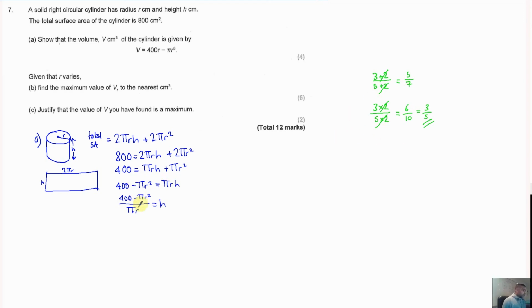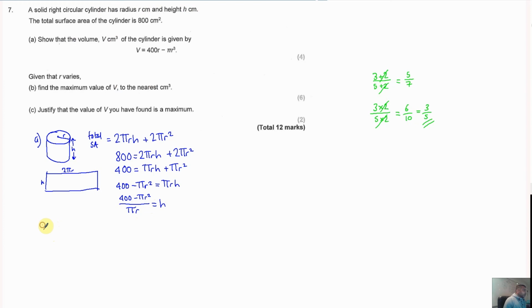Okay, and so that's why you can't cancel out the pi r squared, because it's being taken away, it's not being multiplied, so those won't cancel out at this point here. But now that we've got h as the subject, okay, the formula for volume of a cylinder, and let's change color over here.